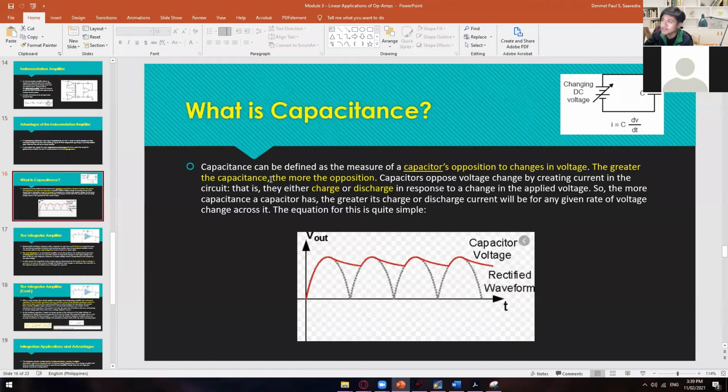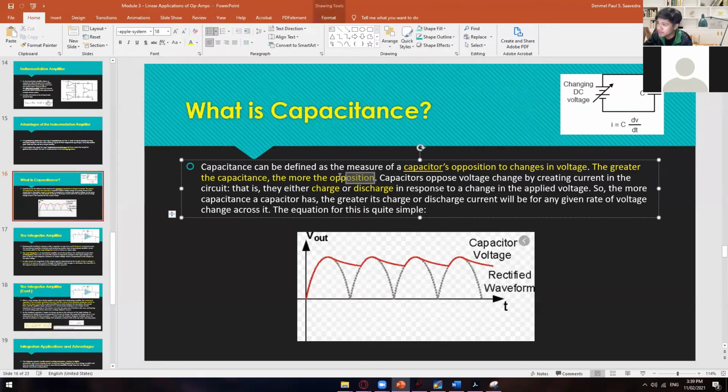Capacitance can be defined as the measure of a capacitor's opposition to changes in voltage. So the greater the capacitance, the more the opposition. Let me give you a quick scenario for this opposition. What do you mean by opposition? For example, your input is a sine wave. Okay, we have this sine wave. Actually, this one is a half wave sine wave.